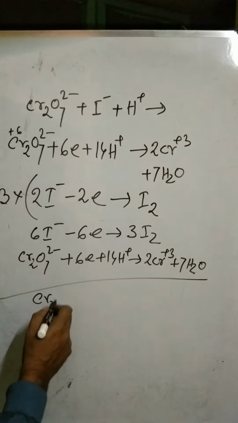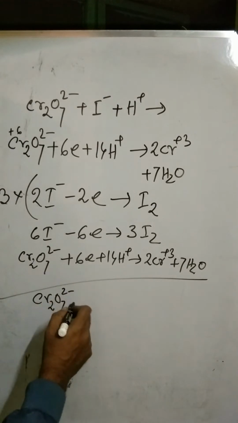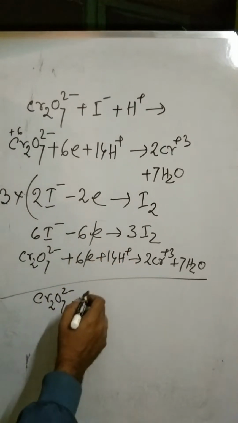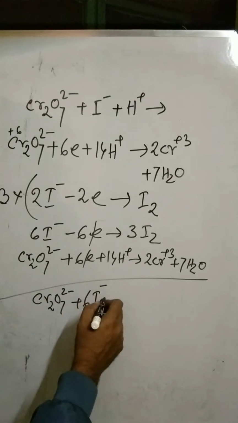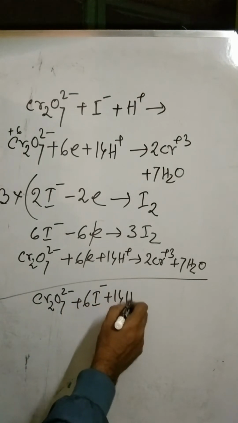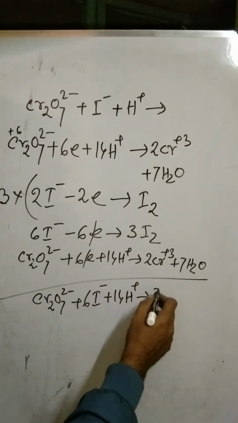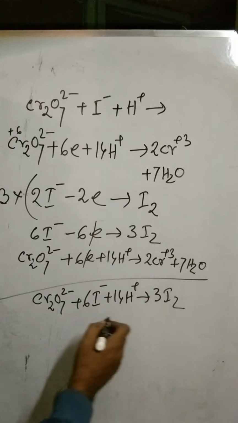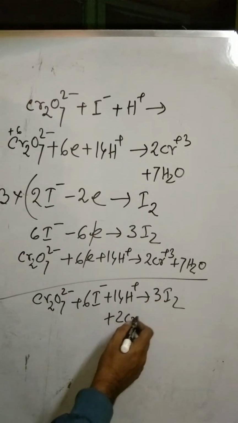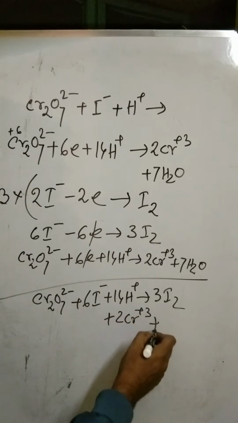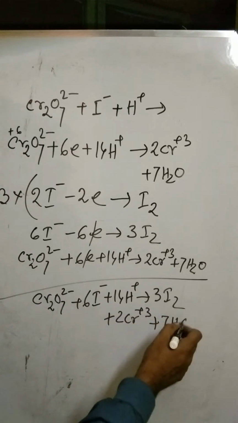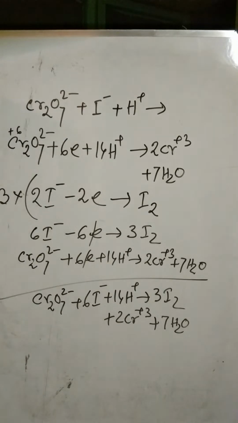Cr2O7 2 minus plus, electrons are counterbalanced, 6 I minus plus 14 H plus gives 3 I2 plus 2 Cr plus 3 plus 7 H2O. This is the overall reaction and it is a well balanced equation.